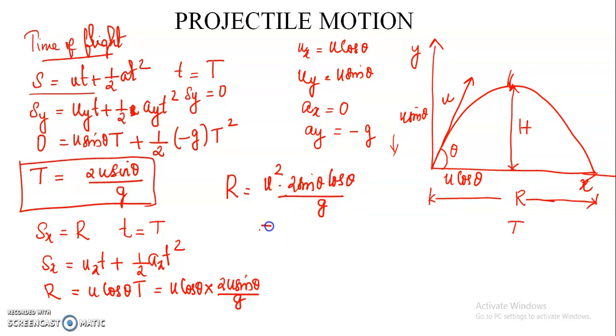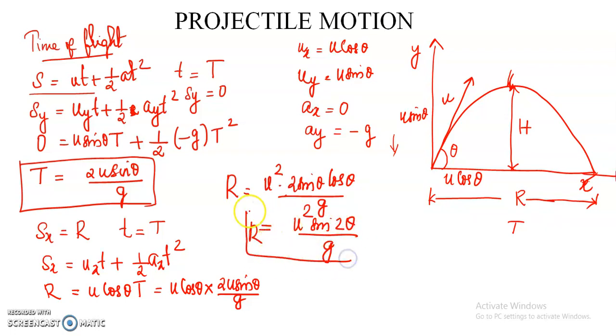2 sin theta cos theta is nothing but sin 2 theta. So R equal to u square sin 2 theta divided by g. The other parameter we need to calculate is the maximum height.